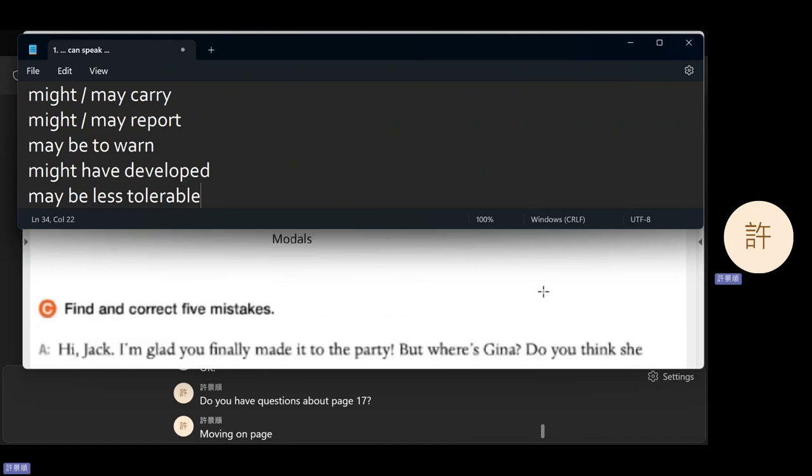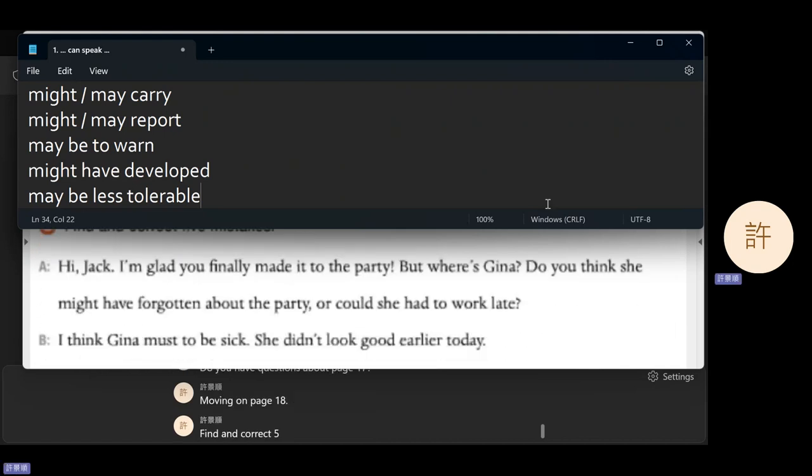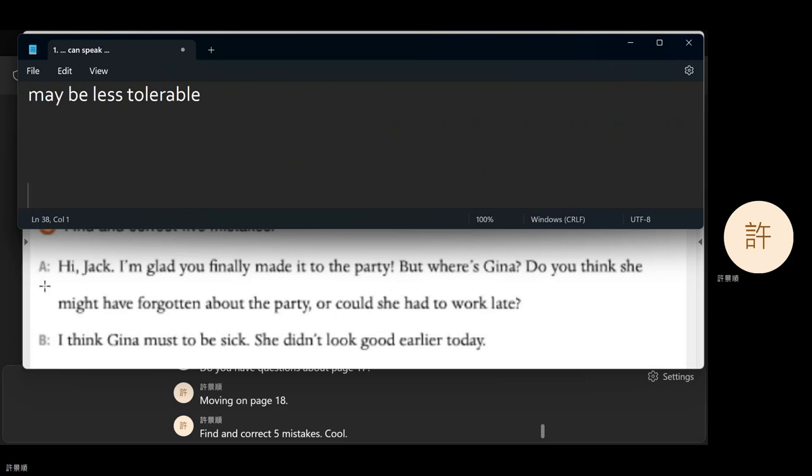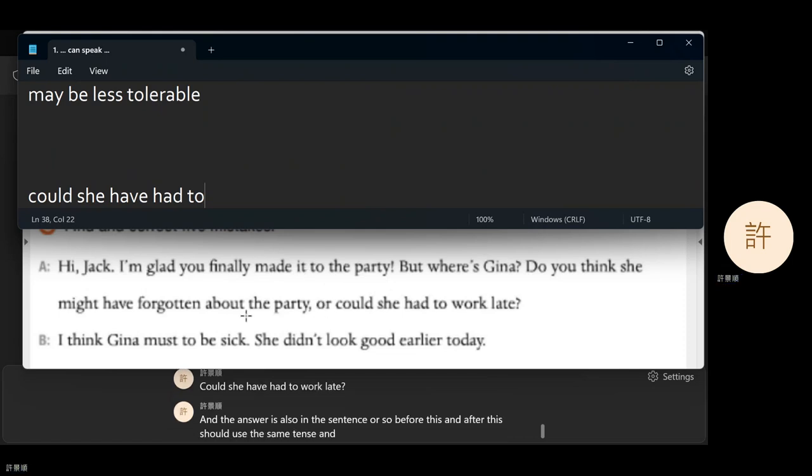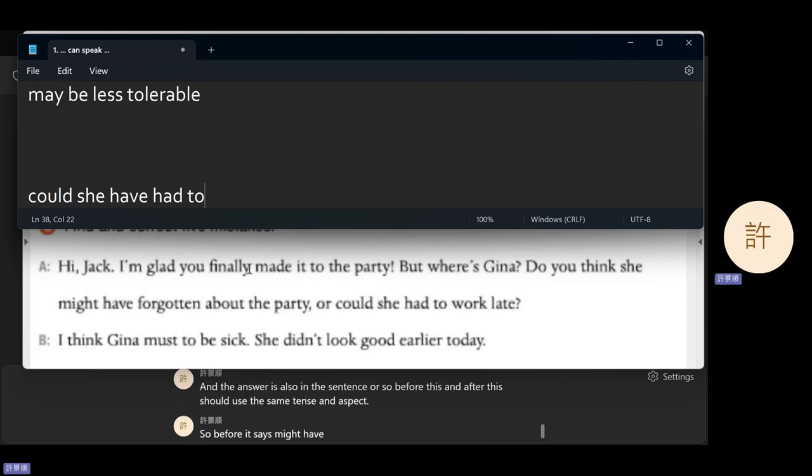Moving on, page 18. Find and correct 5 mistakes. A: Hi, Jack. I'm glad you finally made it to the party. But where's Gina? Do you think she might have forgotten about the party? Or, okay, this should be, could she have had to work late? And the answer is also in the sentence. Before this and after this should use the same tense and aspect. So before it says might have forgotten, so after it should be have had to work.